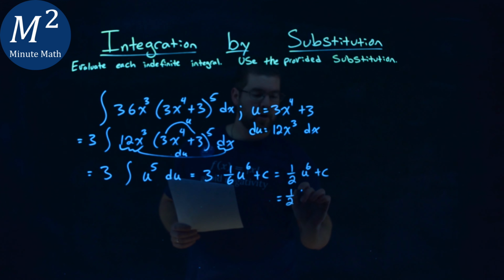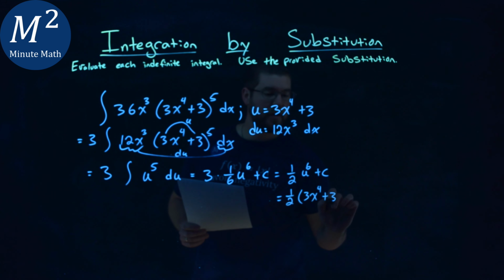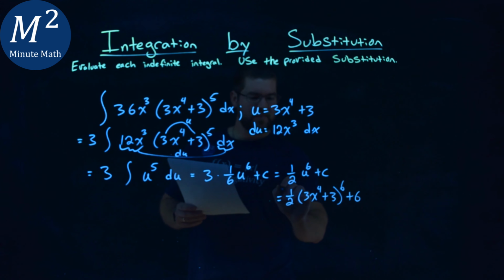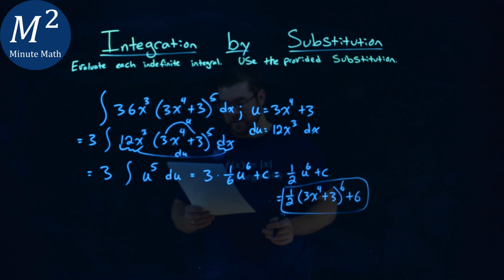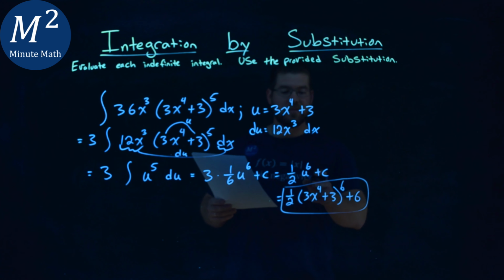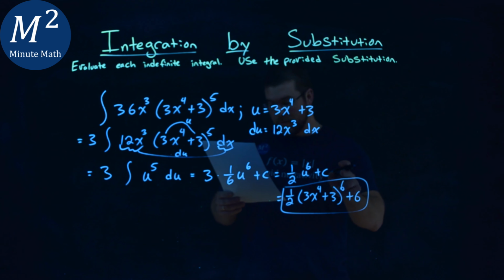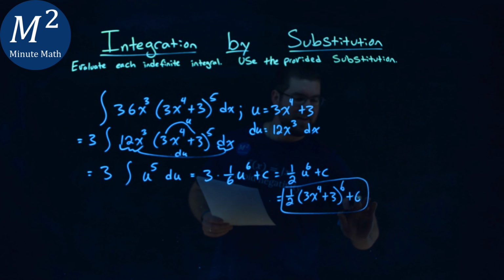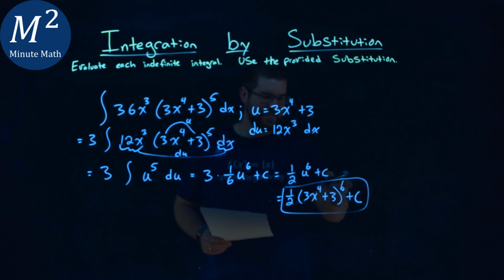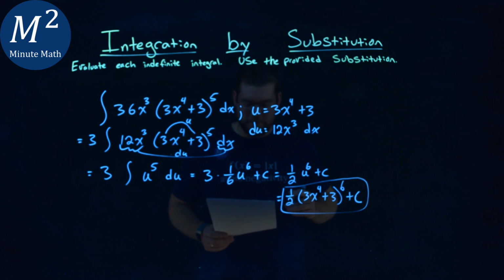1 over 2, our u value, which is 3x to the fourth power plus 3 to the sixth power plus c. And make sure I got it right. I did. We're good. And so again, our final answer here is 1/2 times 3x to the fourth power plus 3 to the sixth power plus, there we go, plus c. And that is the final answer. Don't forget the plus c right there.